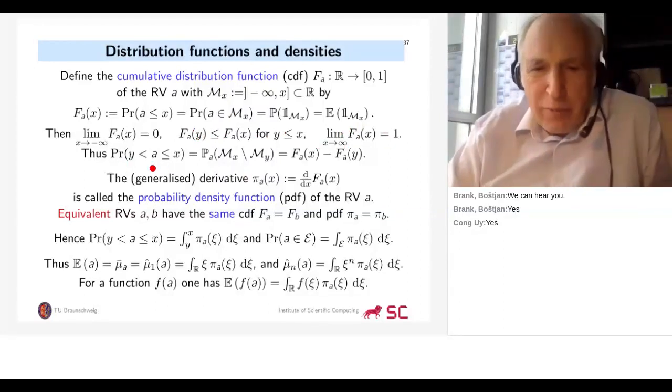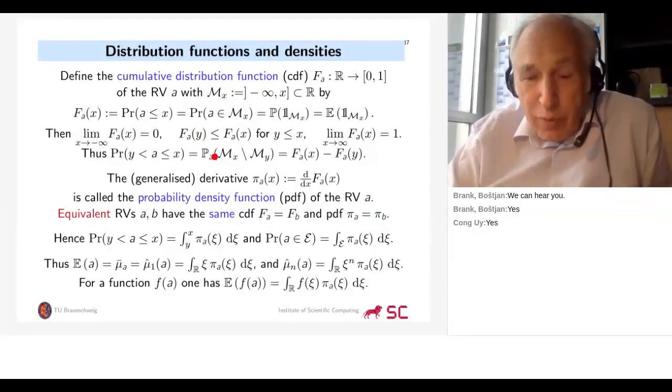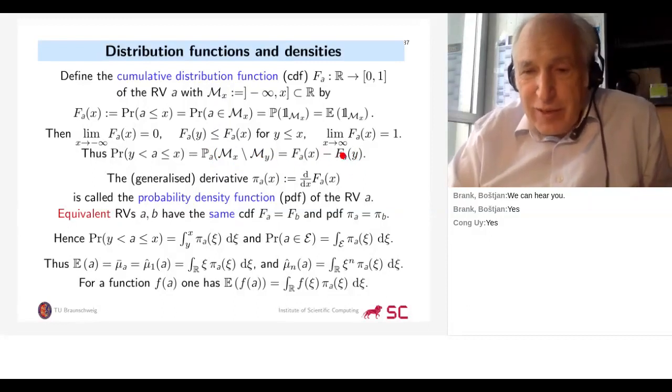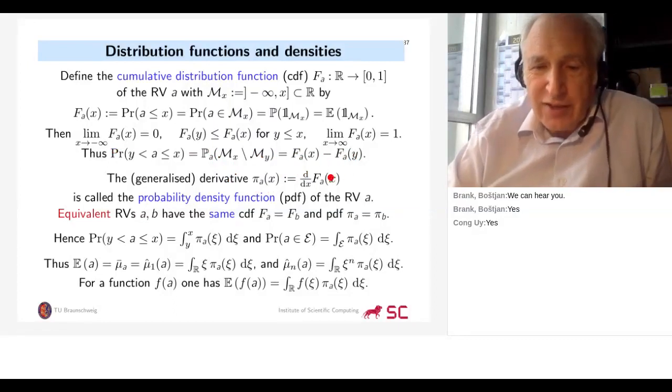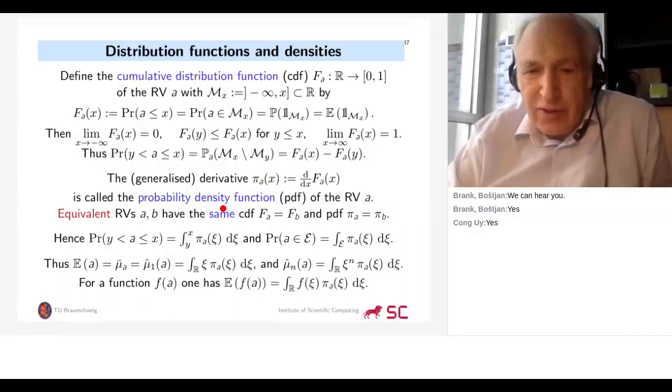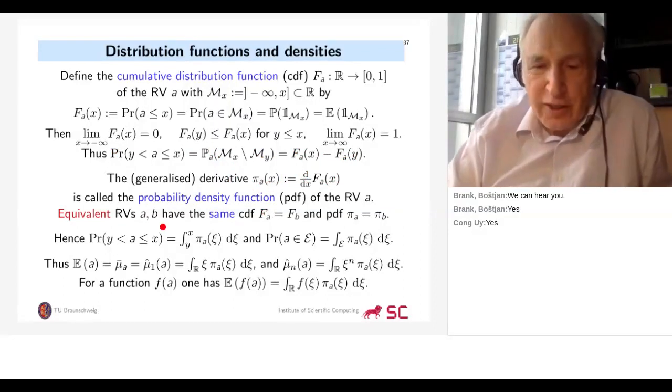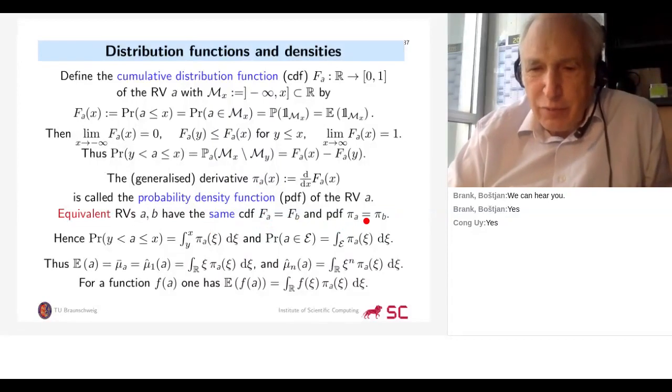And the probability of a random variable between y and x is the push forward probability of the set, and it's just f a of x minus f a of y. And you see differences play an important role if we want to compute these probabilities. That's why we look at the derivative. That's the extreme case of these kinds of differences. So we call the generalized derivative the probability density function. So equivalent random variables, remember these are random variables which have all the same moments, have the same cumulative distribution function. And they have all, if it exists, the same derivative, the same probability density function.